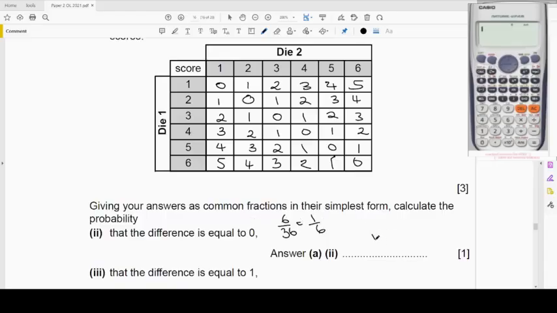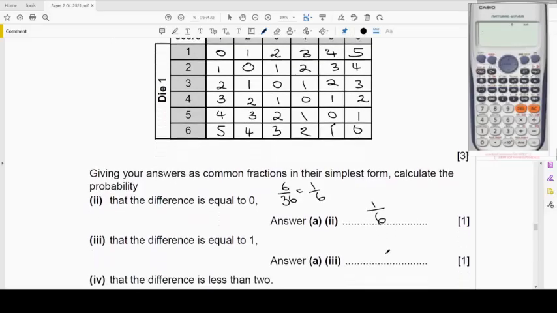So we're told to give our answer as a fraction, and the probability is 1 over 6. Then we have to find the probability that the difference is equal to 1. Same reasoning. You count how many ones do I have. I have 1, 2, 3, 4, 5, 6, 7, 8, 9, 10. So I have 10 ones out of how many altogether? This is 36. So you can simplify this on your own, or just type it in on your calculator. 10 divided by 36. This is 5 over 18, and the calculator gives you the answer in its simplest form.